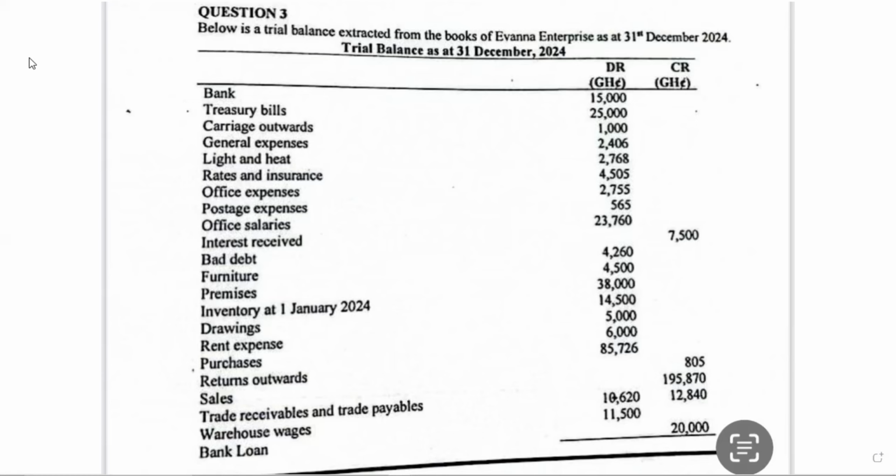We are going to solve a past question from UCC on Foundation of Accounting 1. That is the 2024-2025 first semester past question, and the topic is preparation of final accounts of a sole proprietor. So we are going to take that question and solve it. I'm going to read the question, then we move on. Below is a trial balance extracted from the books of Ivana Enterprise as at 31st December 2024.